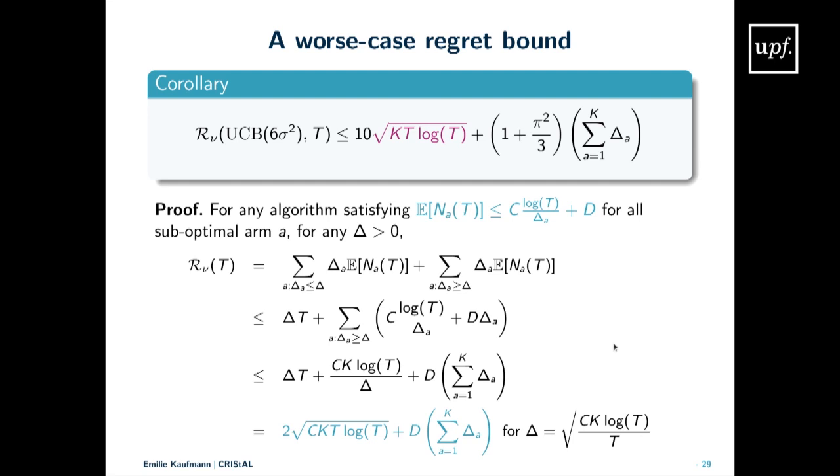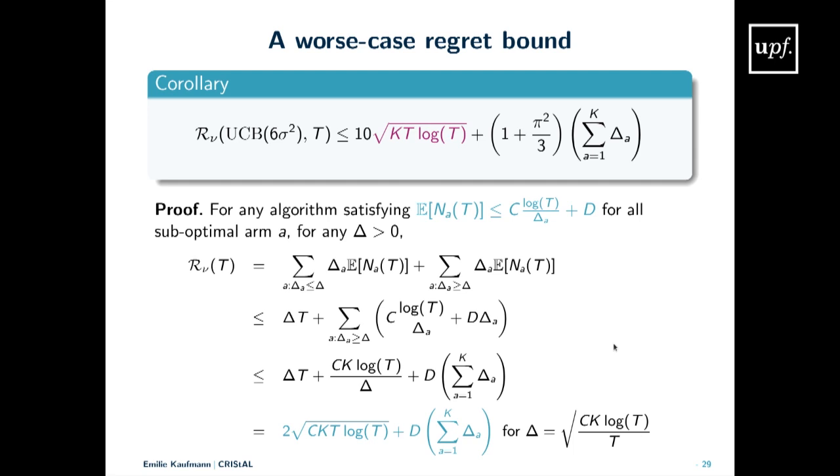So a worst case bound is telling you that the regret in any problem is never worse than something of the form square root of KT log T. So here we have a bound that does not depend on the specific means of the problem. That's why it's sometimes called problem independent or worst case.